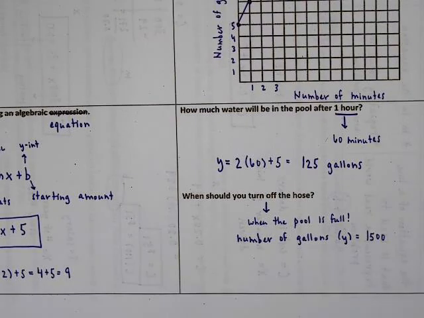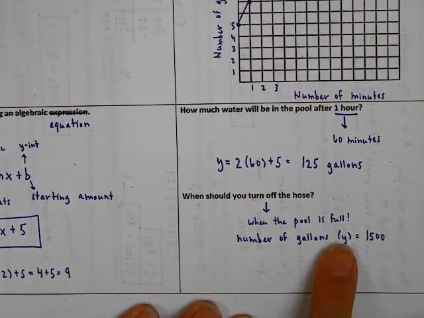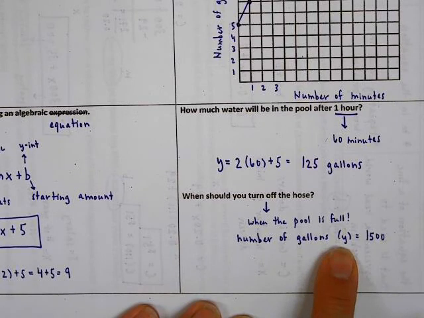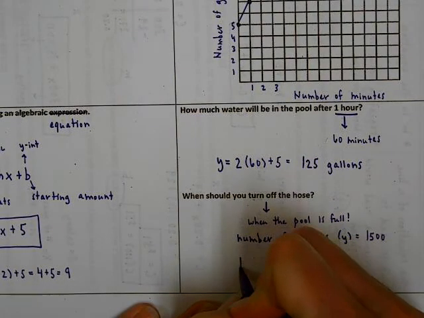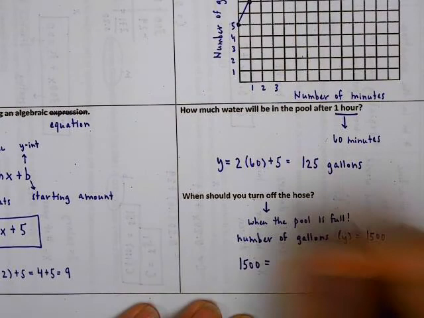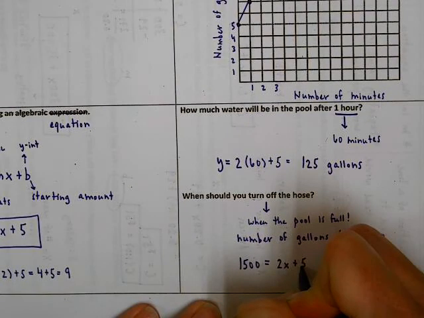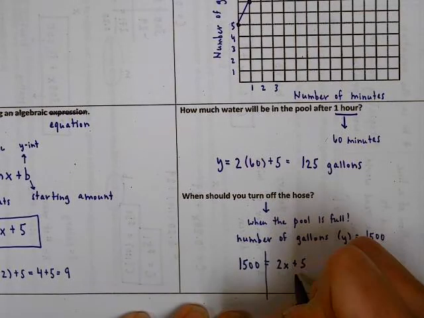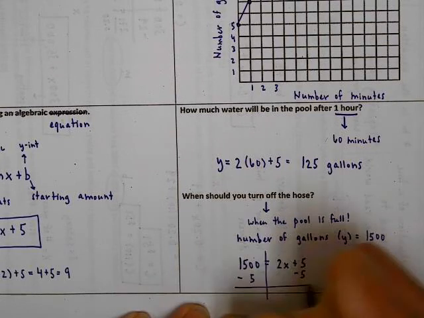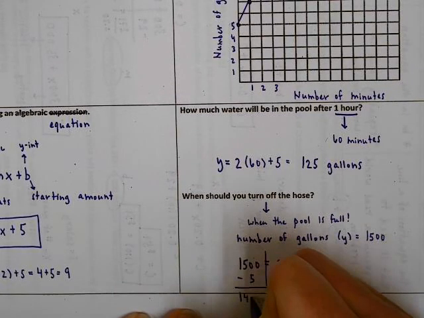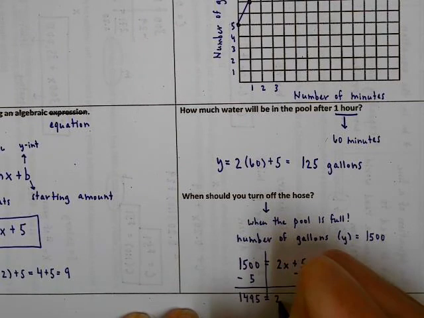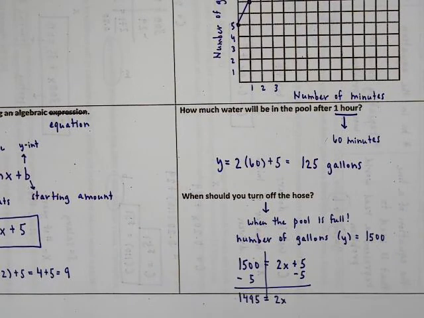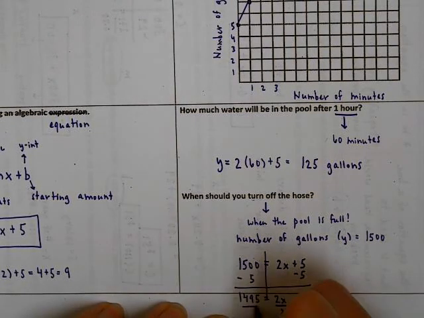So let's go ahead and set up our equation here. So now we know y is equal to 1500 and we want to solve for the time. So I have 1500 equals 2x plus 5, and we're going to solve for our x value. So the first thing I'm going to do is subtract 5. So I'm going to get 1,495 equals 2x. And so we're going to divide by 2.